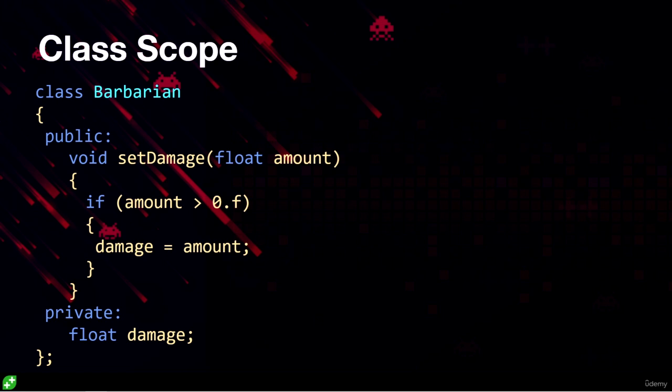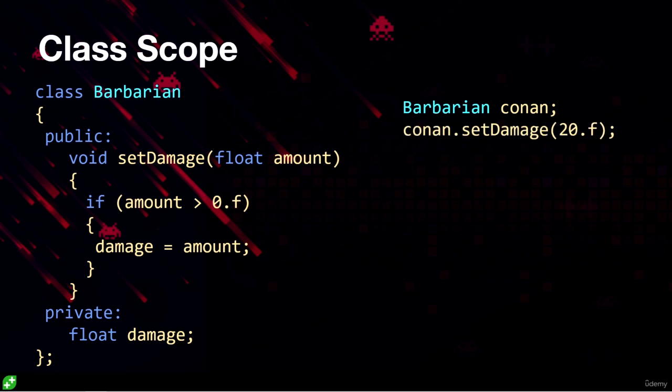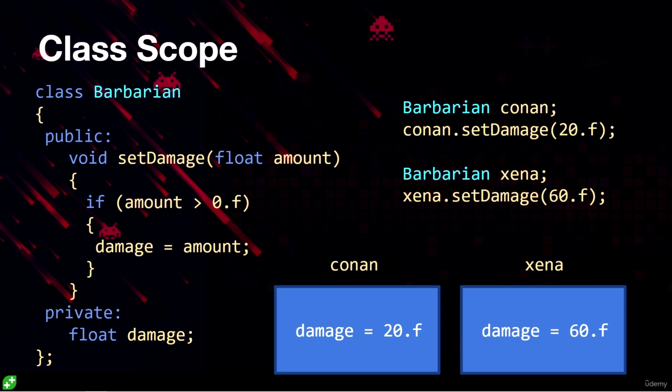Now, something else to take note of is that there's a difference between a class and an instance of that class. A class is more like the schematics required to create a variable of that class, whereas an instance of the class is an actual object that exists in the code. So we can create one instance of the barbarian class and call its setDamage member function to set its damage member to a certain value. And then we could create another variable of type barbarian and set its damage member to a different value, and then we'd have two separate barbarian instances, each with their own unique value stored in their damage variable.